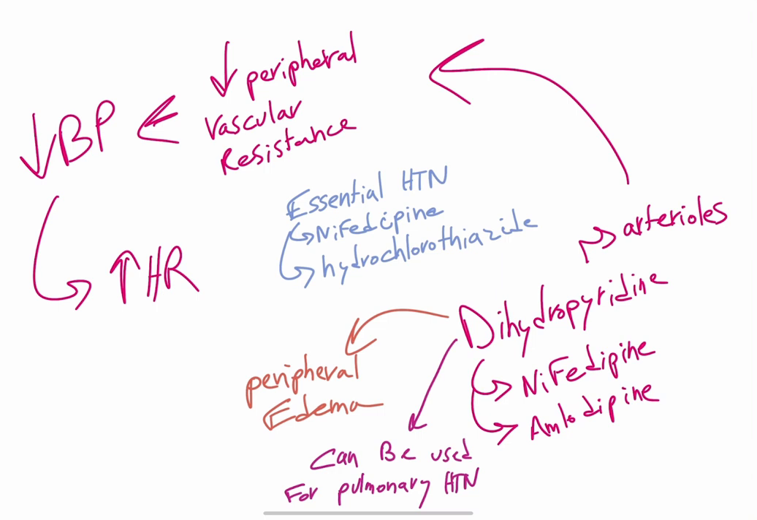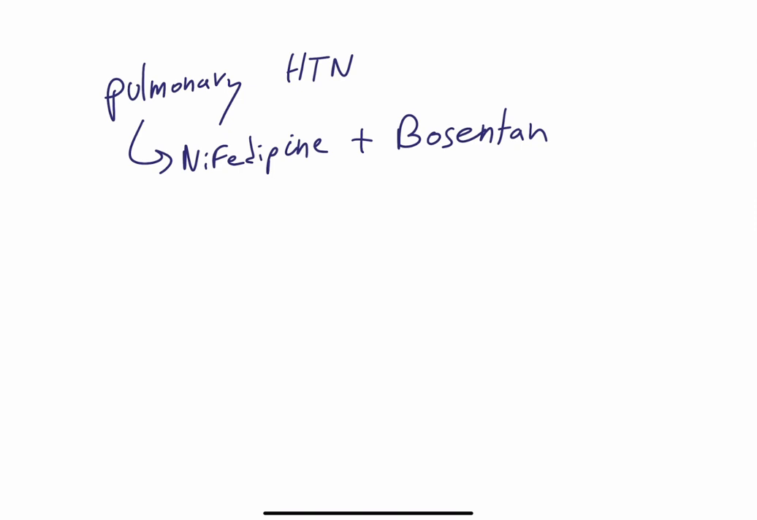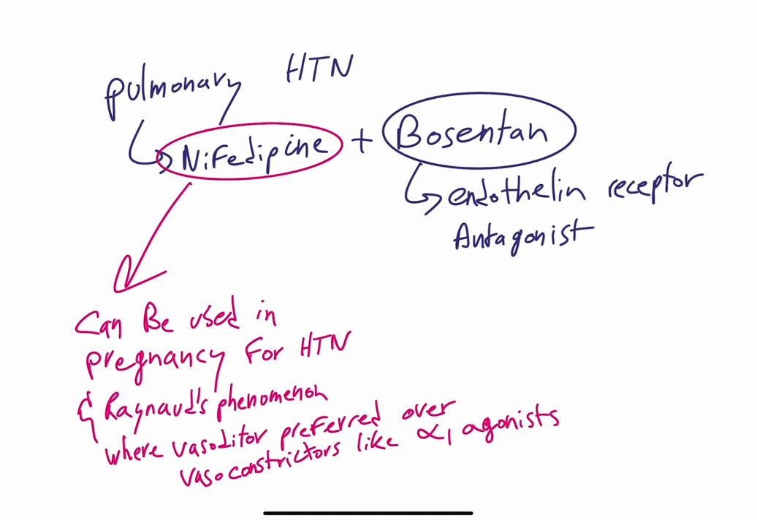Now, dihydropyridine calcium channel blockers can also be used for pulmonary hypertension. So this would include treating the patient with nifedipine and bosentan. Bosentan is an endothelin receptor antagonist. They are sometimes used during pregnancy for hypertension and even in Raynaud's phenomena. This is where vasodilators like nifedipine are preferred over vasoconstrictors like alpha-1 agonists.